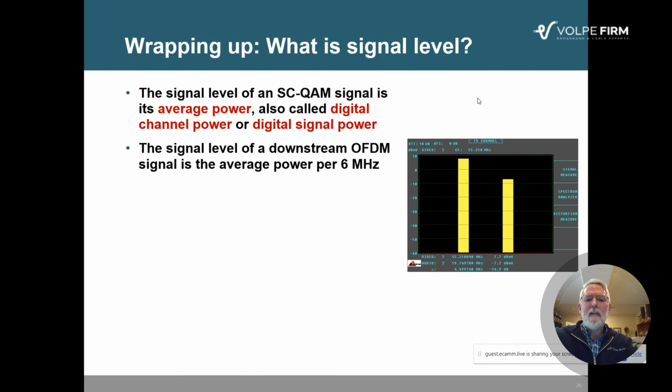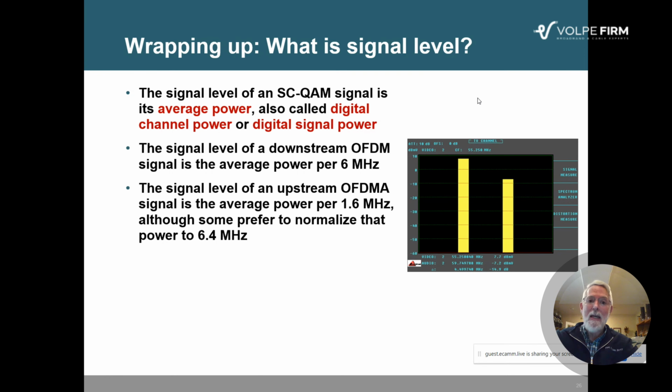Now, in the case of a downstream OFDM signal, the power that we measure is average power, but it's the power per 6 megahertz. And most meters that measure an OFDM signal measure the power per 6 megahertz chunk of that signal. You can measure the total power of that, but for most people, the interest is in the power per 6 megahertz, and that's actually defined in DOCSIS to be measured that way. And that really gives us an equivalent value to our SC-QAM signals.